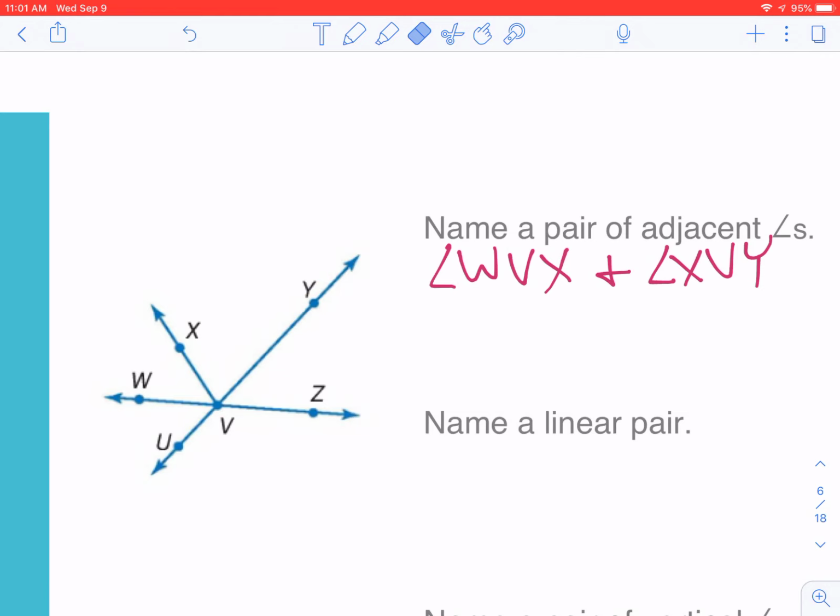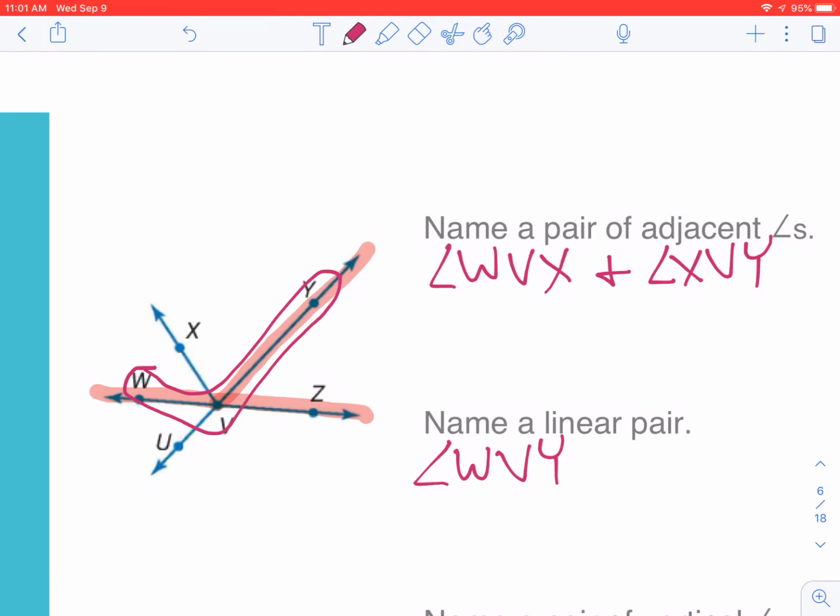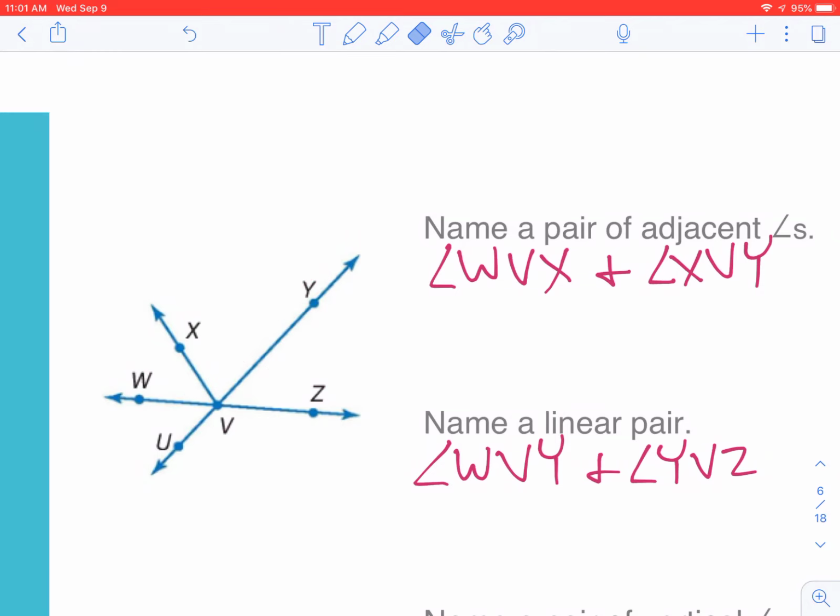Name a linear pair. Well, first I have to draw a straight line. I want to find a straight line. Find this straight line right here. I need to pick a ray that's going off of the line. I want to pick this big one here. So I'm going to name the pair of those angles. Angle WVY. So we have WVY. Okay, that's one angle, and YVZ. Okay, maybe you guys can see that a little better if I just do this. W, V, Y, and Y, V, Z.